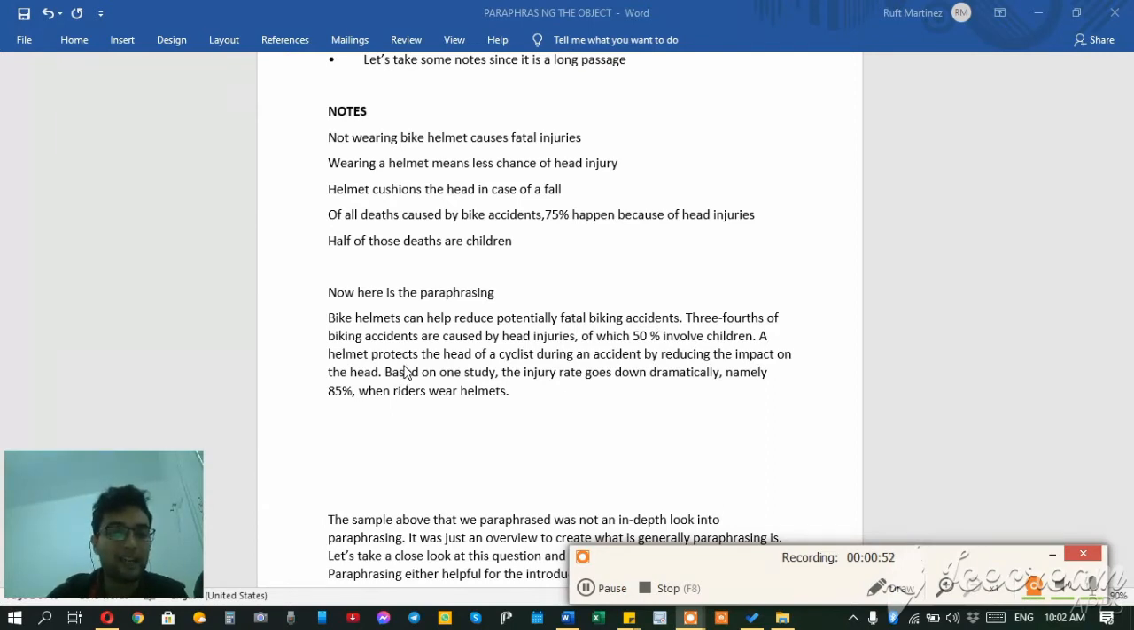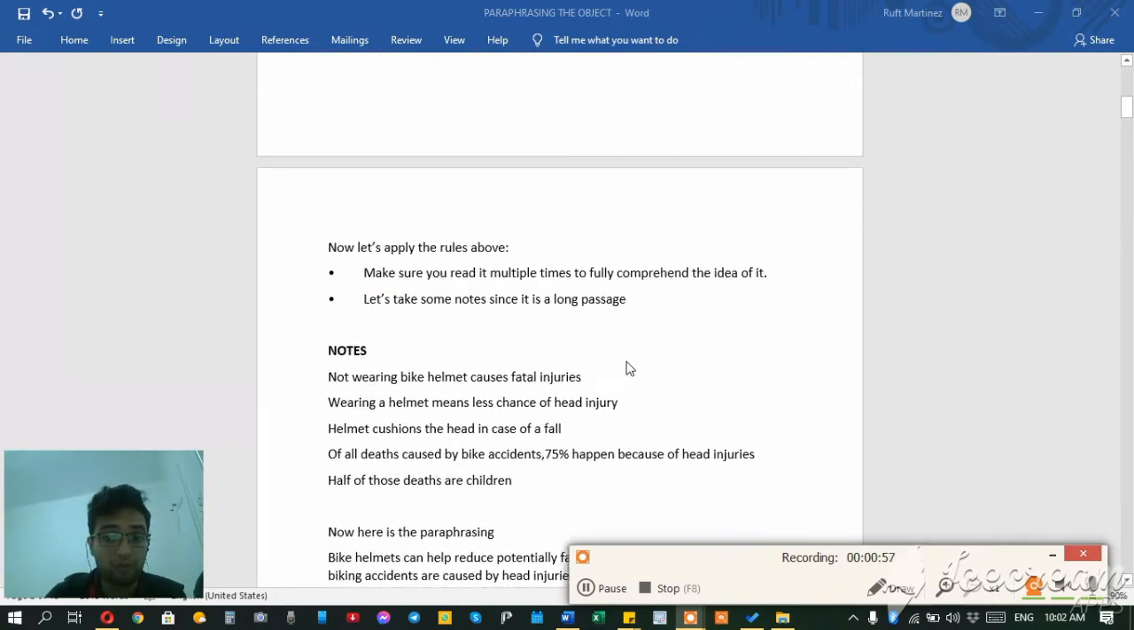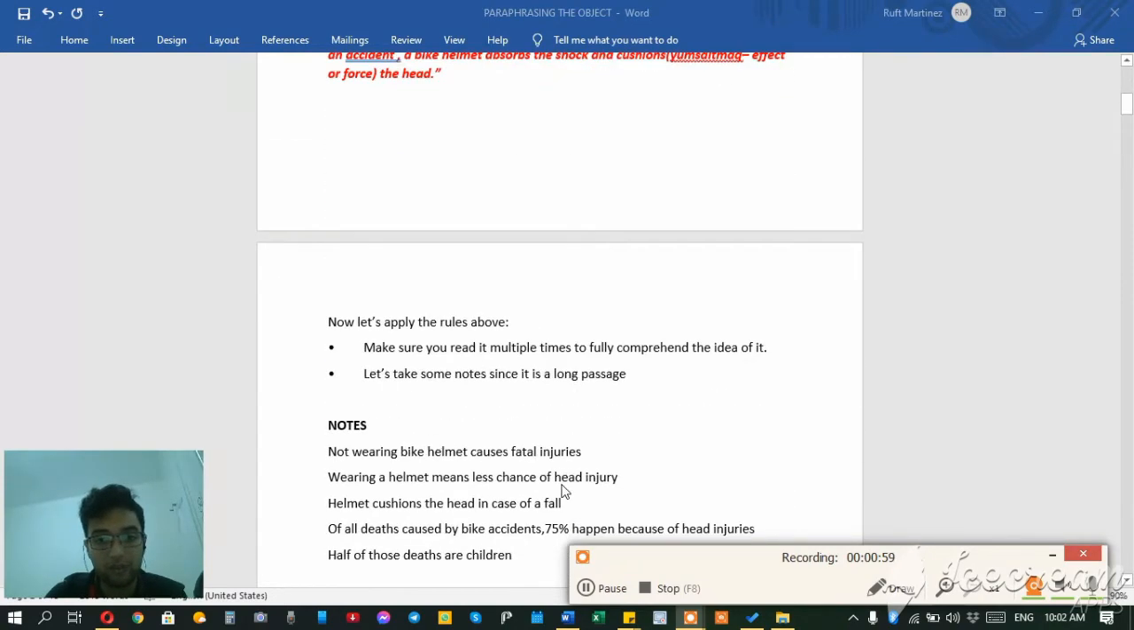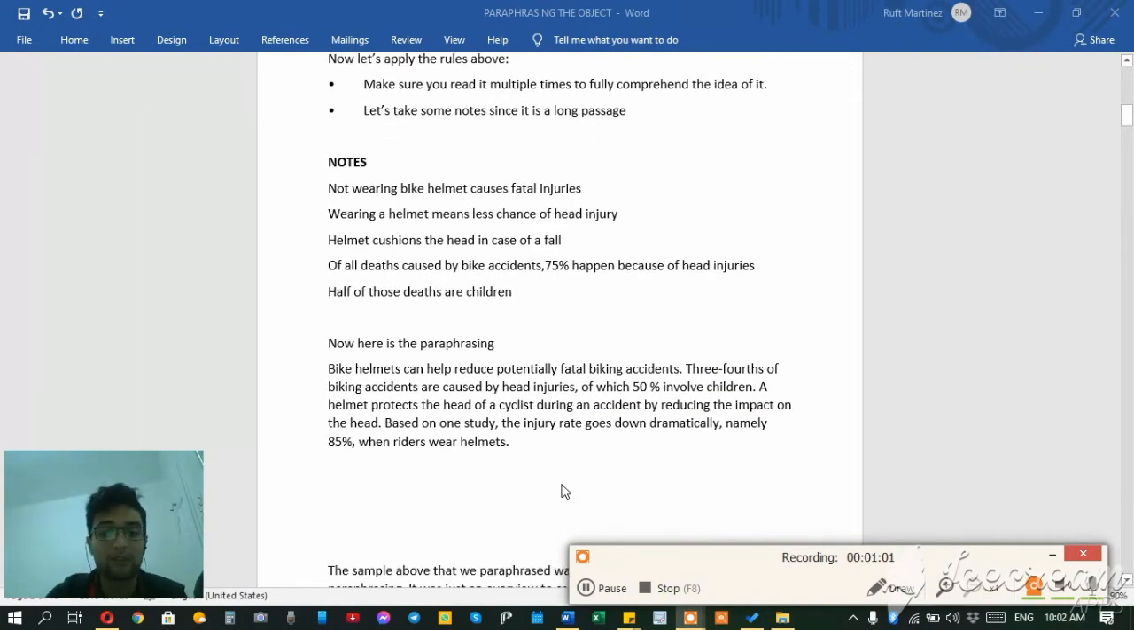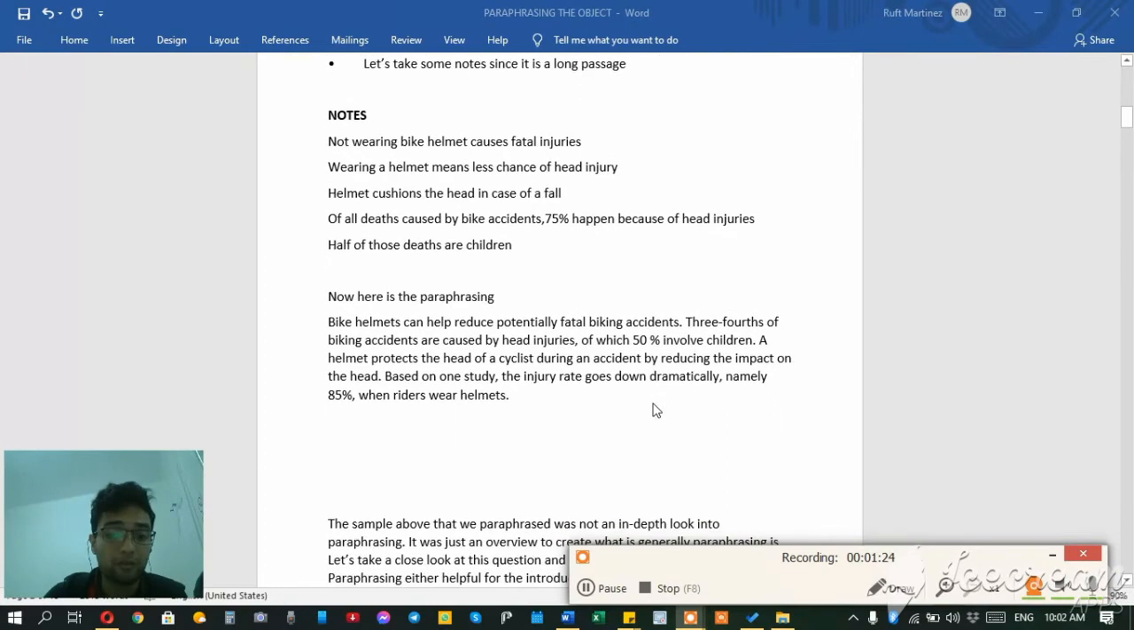3/4 of biking accidents are caused by head injuries, of which 50% involve children. I just used a relative clause. I told you it's a very nice way to use it. Helmet protects the head of a cyclist during an accident by reducing the impact on the head. This is another very nice way of joining two sentences to each other. I'm using P1 here, a relative clause here, P1 here. So what I do, I combine two sentences by using a relative clause or P1 or P2.